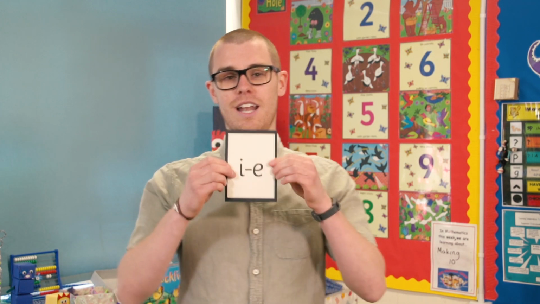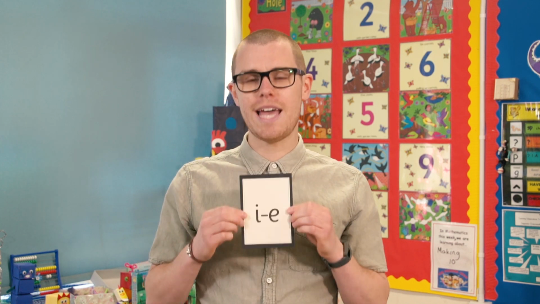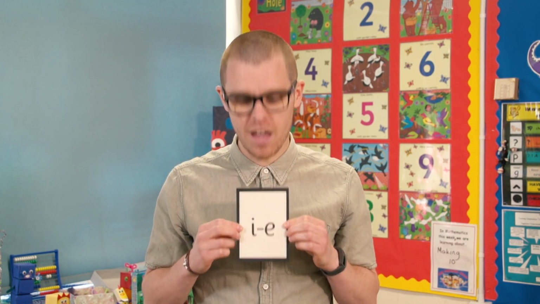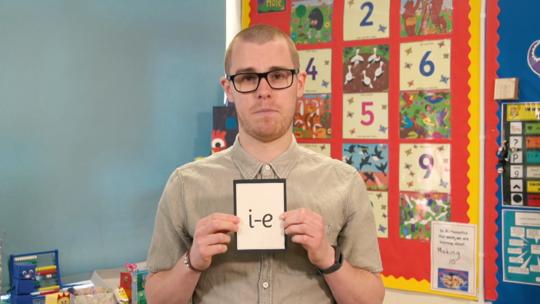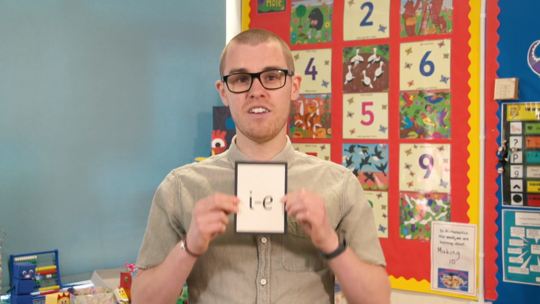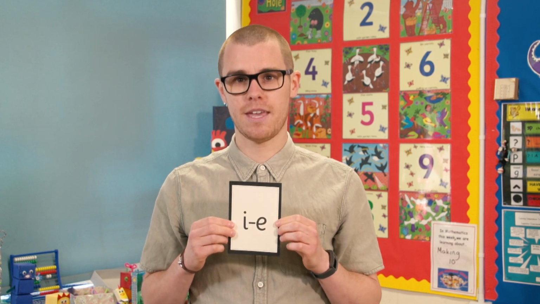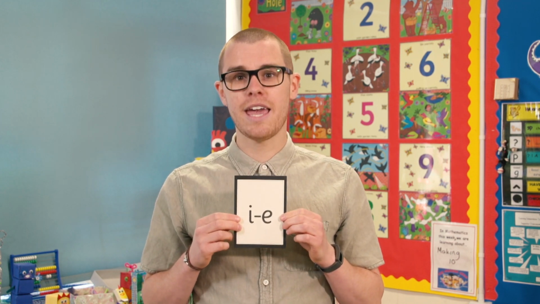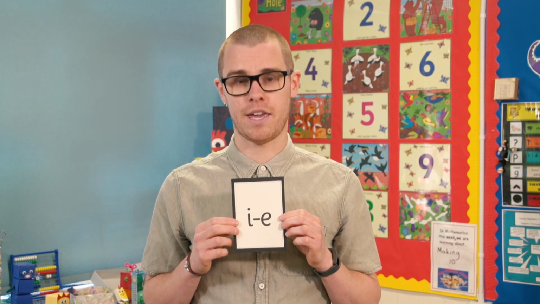There is another way to write the sound I, and it looks like this. In the digraph, the two letters that make the sound I are not next to each other. They are split up. This is called a split vowel digraph. Let's read the new sound I. Can you say the sound I each time I show you the split vowel digraph I?